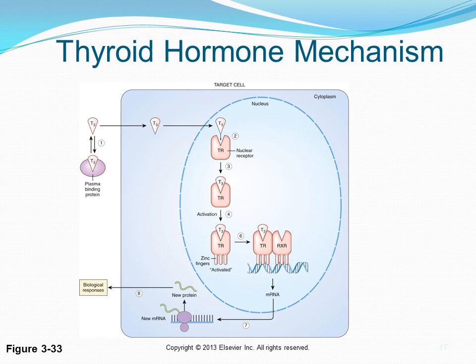So in order for the heterodimer to be able to bind, you need the zinc fingers to find that TRE, that thyroid response element. And that tells where on the DNA the transcription factors, the receptors should start reading. And then we get production of messenger RNA and new protein and a generic category of biological response. So again, this is an overview of how thyroid hormones work at their target cell.